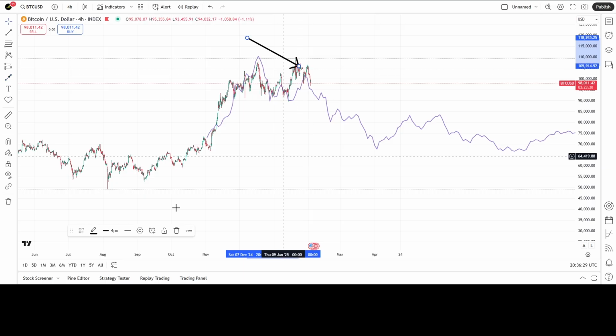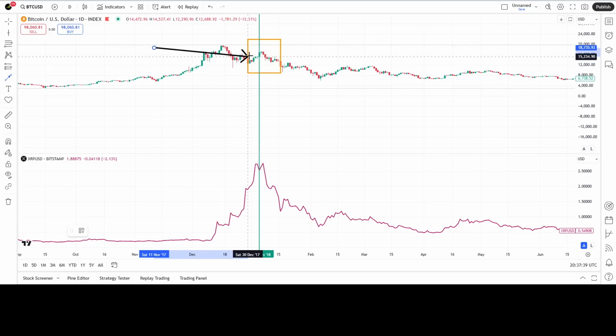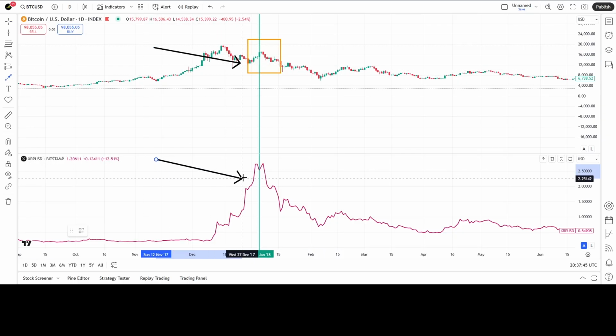Let's go back and look at that. Okay, so here we are back in 2017/18. This is that peak that I am talking about. So I have copied this fractal onto today's chart. This down here is what XRP was doing.